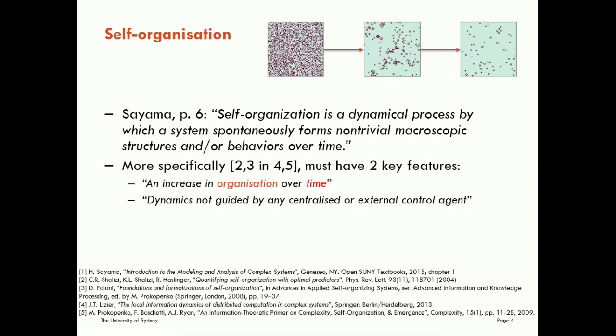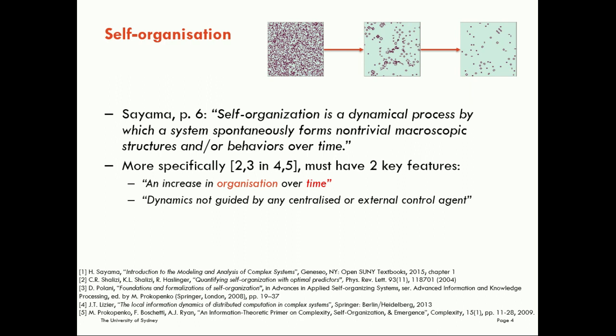That leads us to highlight two specific aspects or features that most more quantitative definitions of self-organisation have. Firstly, we typically see definitions talking about an increase in organisation over time. Those couple of key words that I just mentioned. We also see highlighted the feature that the dynamics are not guided by any centralised or external control agent.